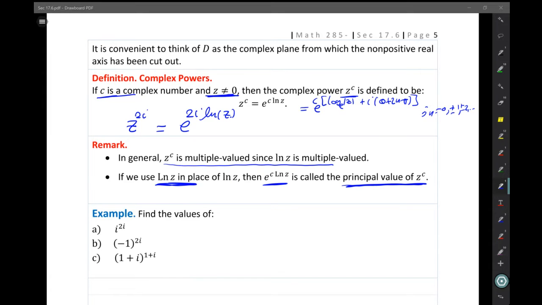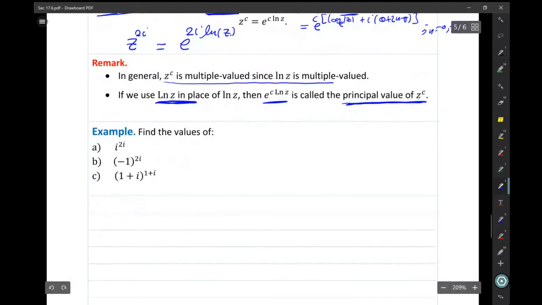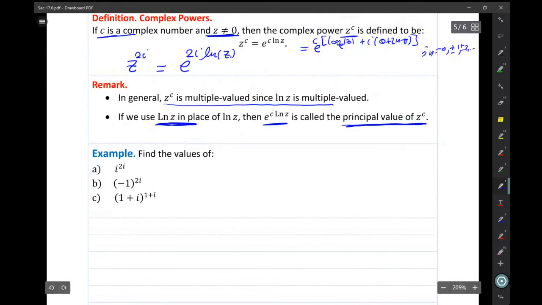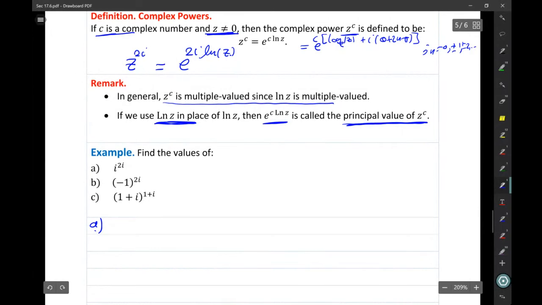Now let us see some examples of how we can apply the complex power. The question says: find i to the power 2i, part A. How can we find i to the power 2i?